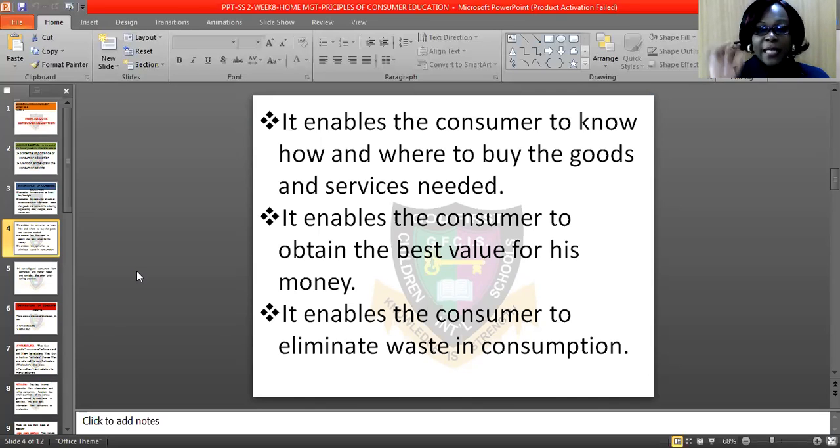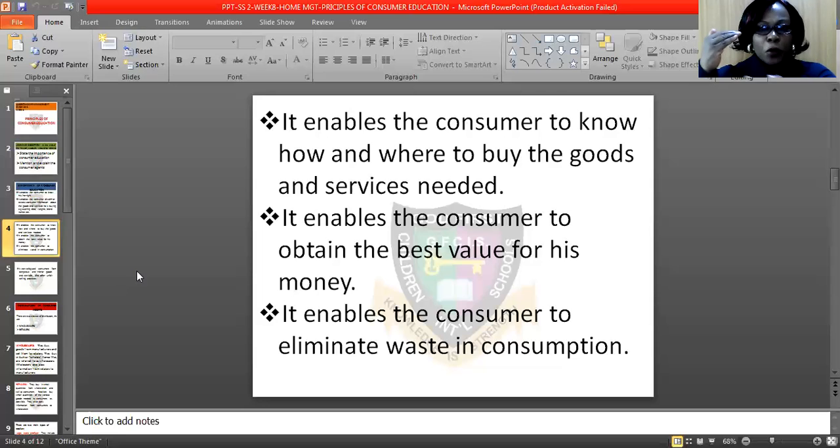Another one is that it enables the consumer to eliminate waste in consumption. Instead of consuming what you don't want or what you will not need, you will curtail your spending. Do you understand? Because before you go in for any shopping, you make your list, isn't it? That was part of what we studied in our first consumer education lesson, isn't it? All right. In the introduction, you make your list.